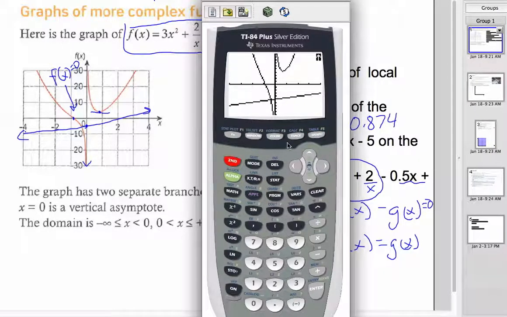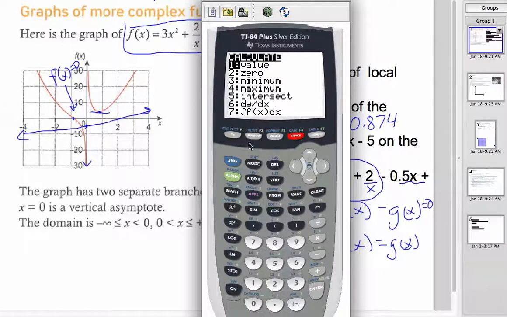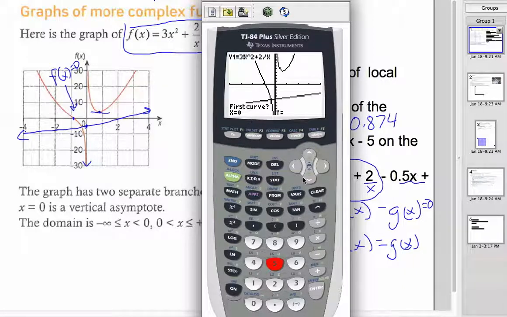We're going to go to second function, trace, and intersect is number 5. Which curve am I on? Okay, so I'm on that curve. I'm going to press enter. Press enter. I think I can just press enter again. And there's your point of intersection. Let me just copy that real quick.